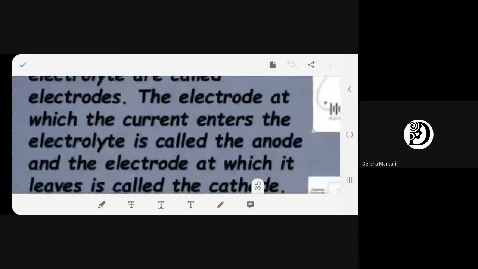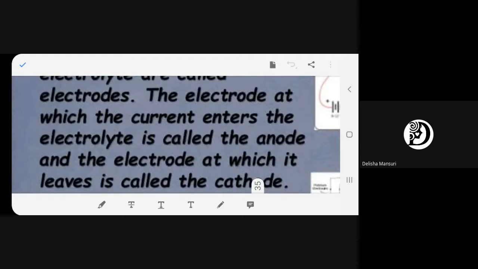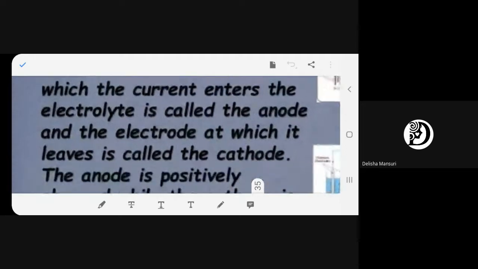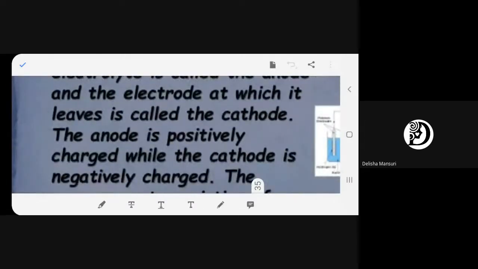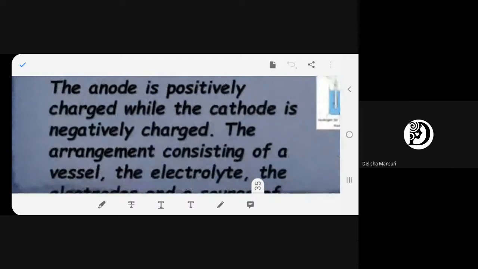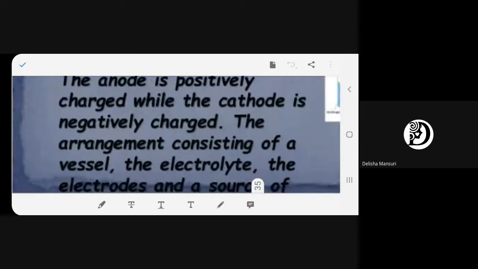Okay, next. The electrode at which the current enters the electrolyte is called the anode, and the electrode at which it leaves is called the cathode. The anode is positively charged while the cathode is negatively charged. Then the arrangement consisting of a vessel, the electrolyte, the electrodes, and the source of electricity.